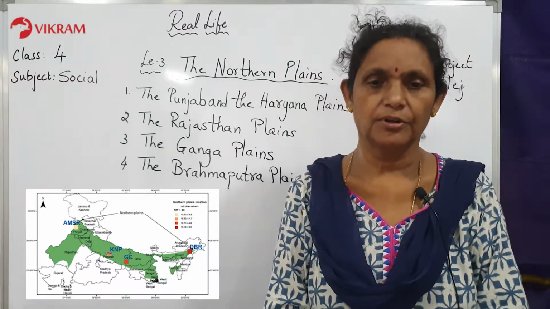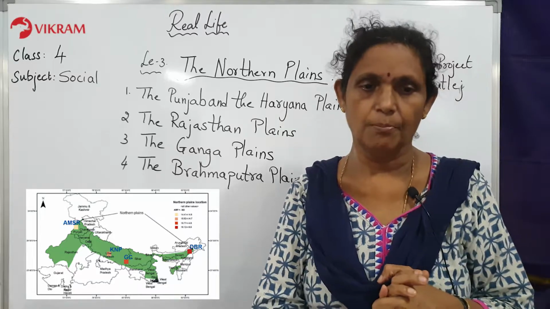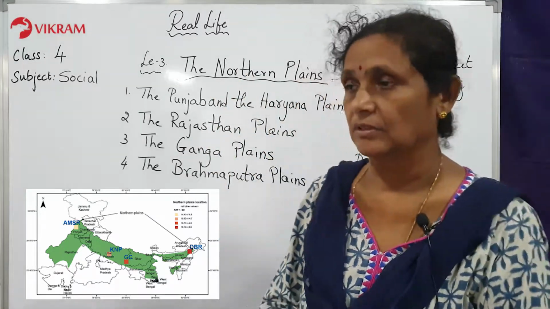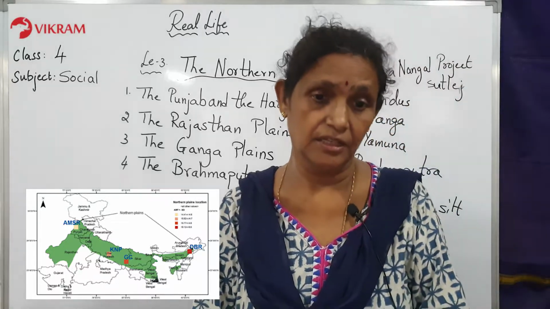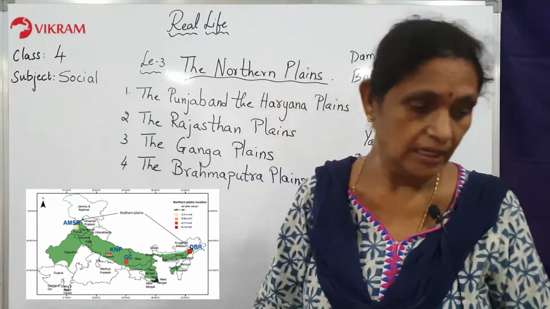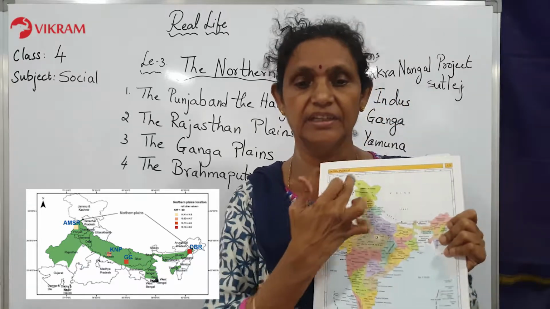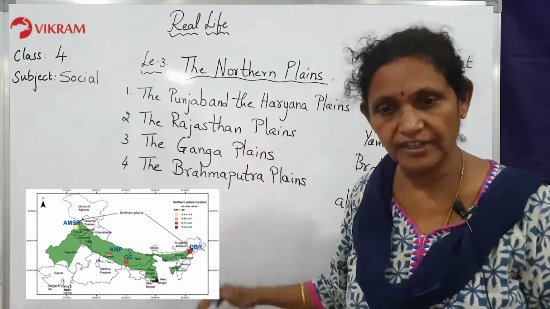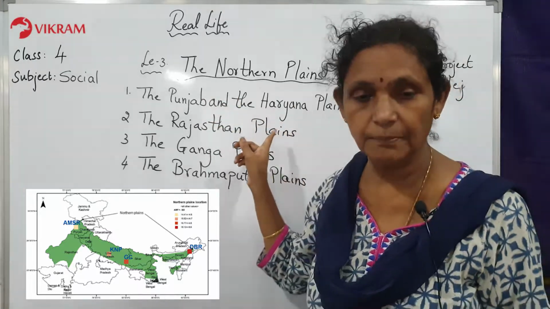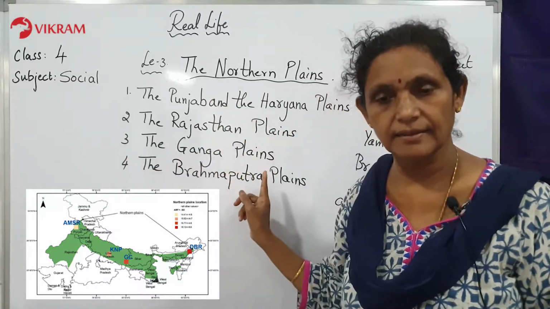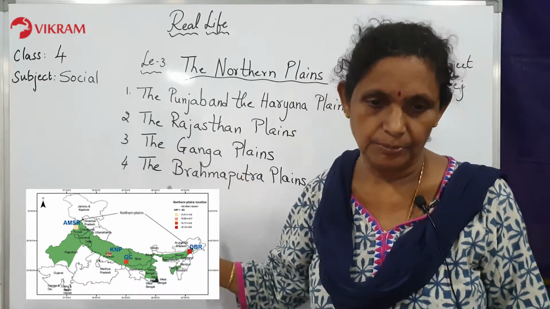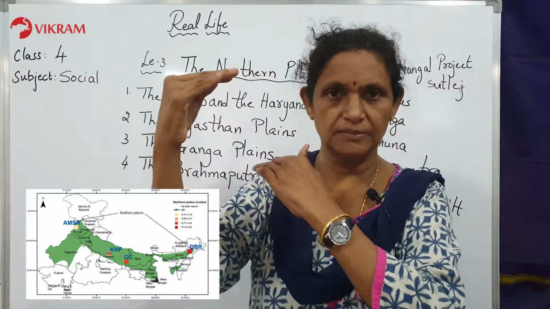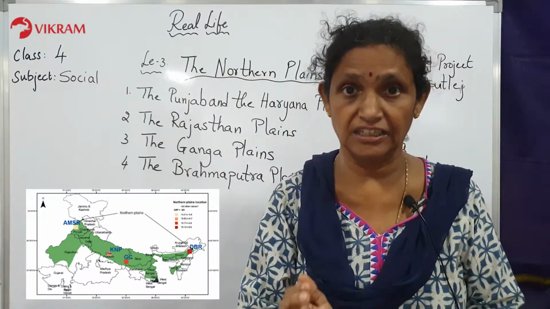Today we will talk about the important points to remember from this whole lesson. Northern plains, today we have done this. The northern plains lie between the Himalayas and the plateau region. The northern plains are divided into 4 categories: the Punjab and Haryana plains, the Rajasthan plains, the Ganga plain and the Brahmaputra plain. So children, today you are learning about the northern part of our country, India.